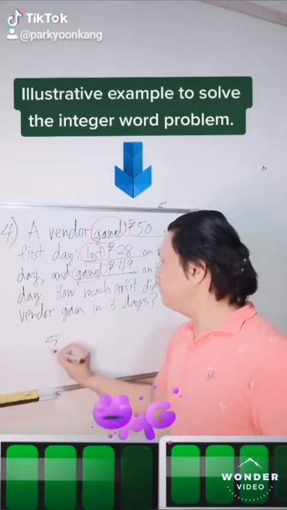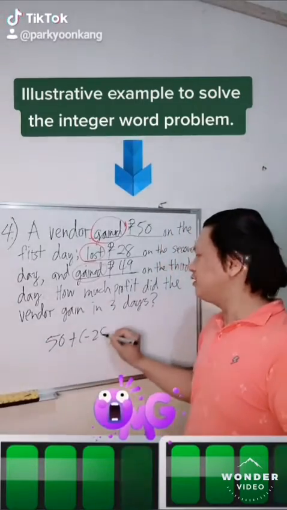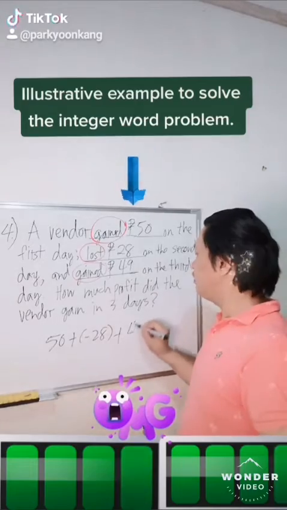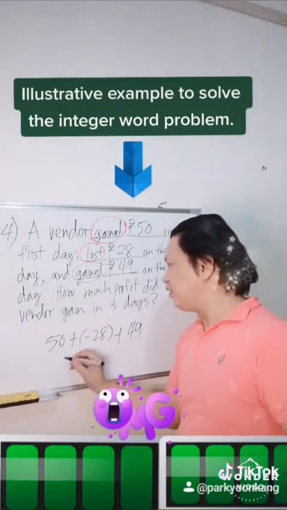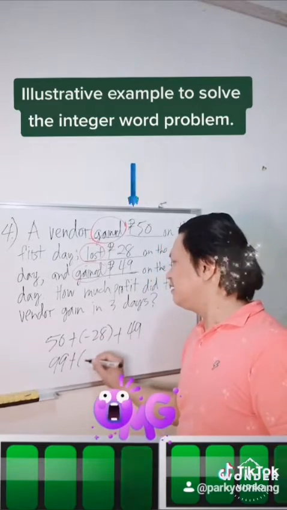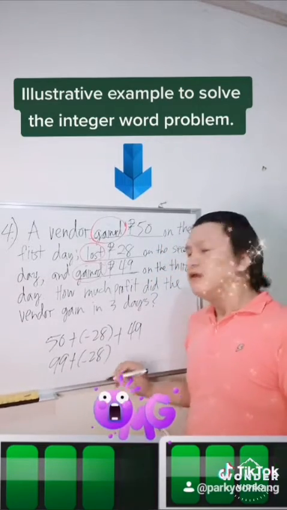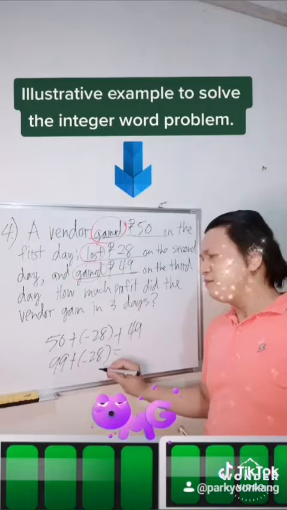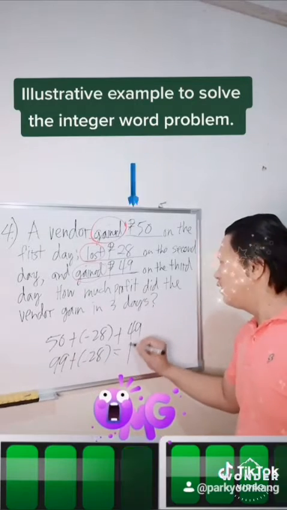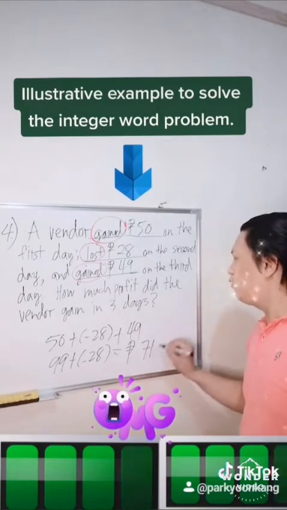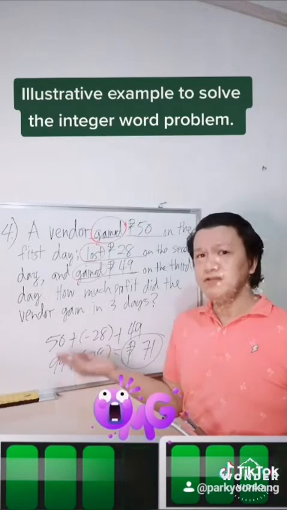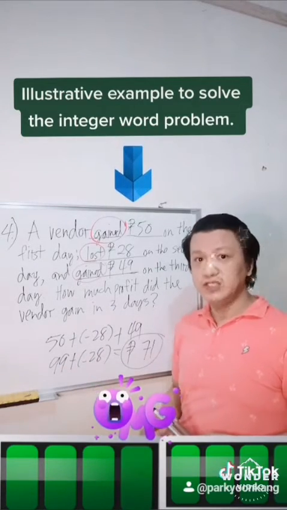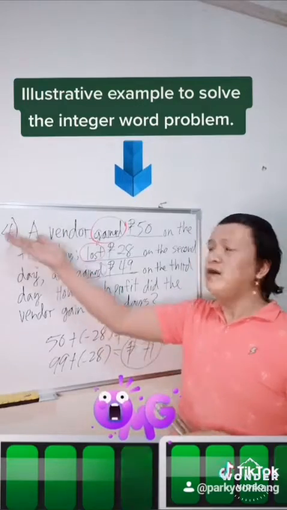How are you going to represent your solution? Just simply 50 plus negative 28 plus 49. And you're going to add the two positives. We've got 99 plus the negative 28. And then, if you're going to add 99 plus negative 28, therefore, you only have 71 pesos. So this is now the profit the vendor gained in 3 days. So this is now the answer for the problem.